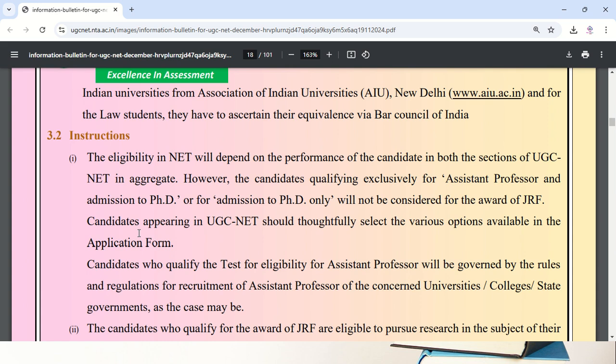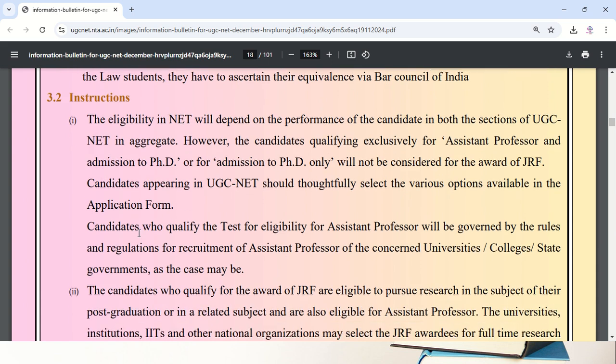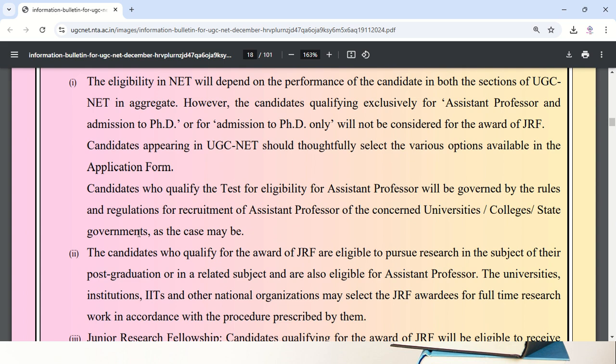Okay, and a candidate who qualifies the test for eligibility for assistant professor will be governed by the rules and regulations for recruitment of assistant professors of the concerned universities, colleges and state government. Suppose you qualify the test for assistant professor, you can join any government universities and colleges, even state government ones also.